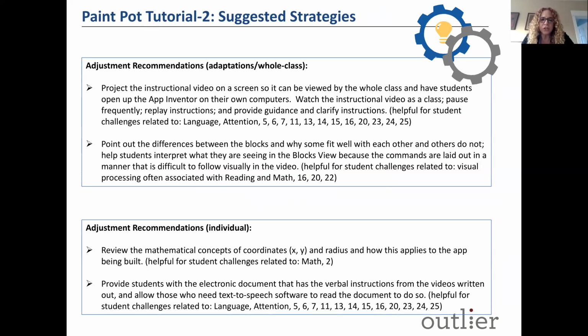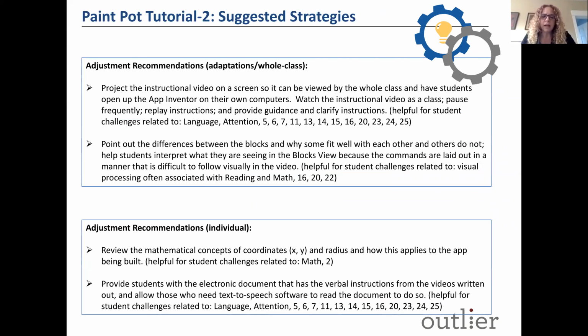Okay, so one suggestion that works here and can work in other scenarios is to actually project the instructional video on a screen so that the whole class can see it, and then the students themselves have App Inventor open on their computer, so that way they don't have to move back and forth. And then if the whole class views the video, the teacher can pause and explain and replay, and the students therefore don't have to take on all the instruction on their own, take it in on their own, comprehend it on their own, and then move back and forth.